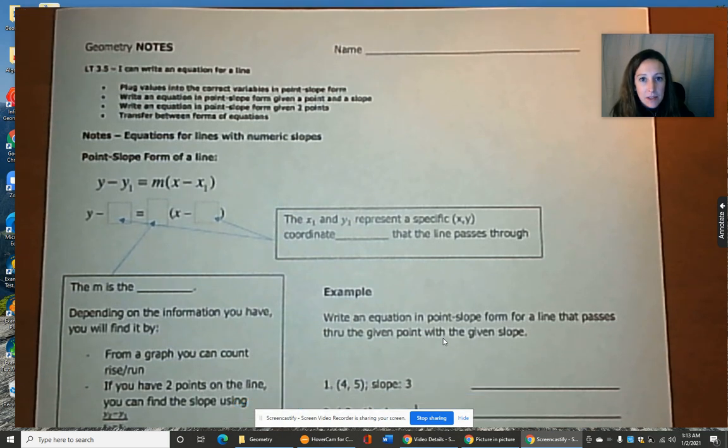In the last Edpuzzle, you reviewed how to find slope, and hopefully it was just that, a review from Algebra 1, looking at finding the slope. And today we're going to use the slope to write the equation for a line.